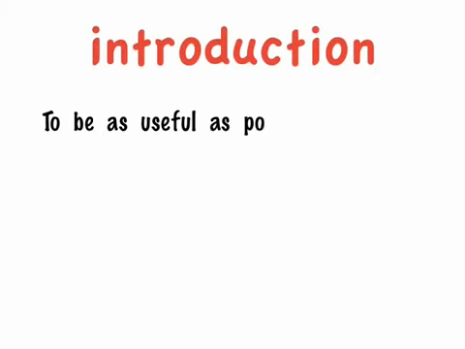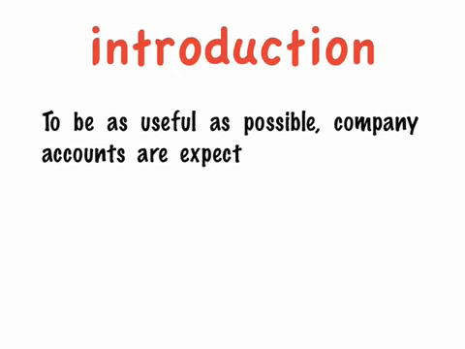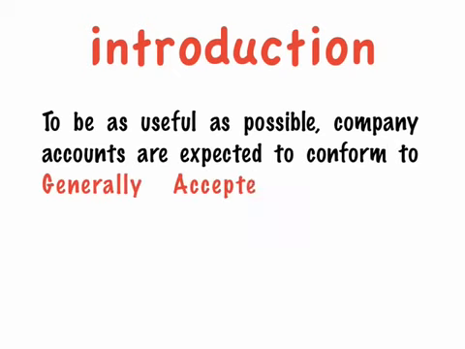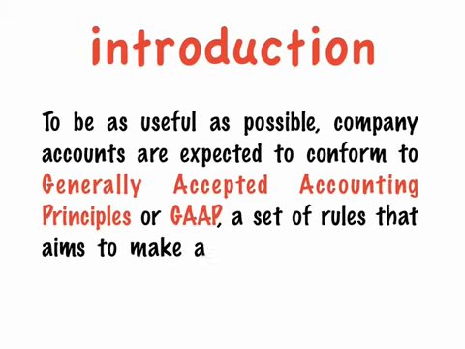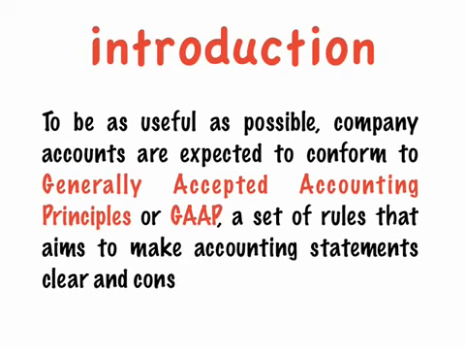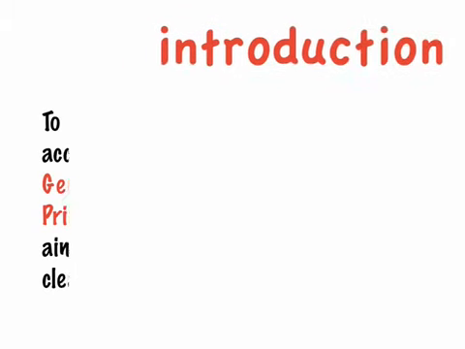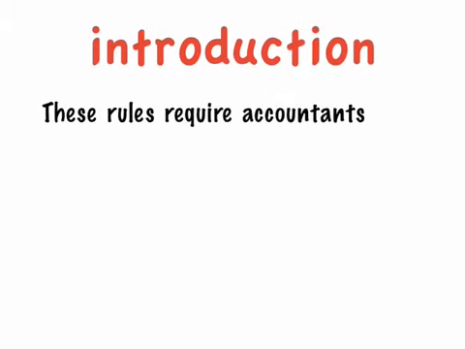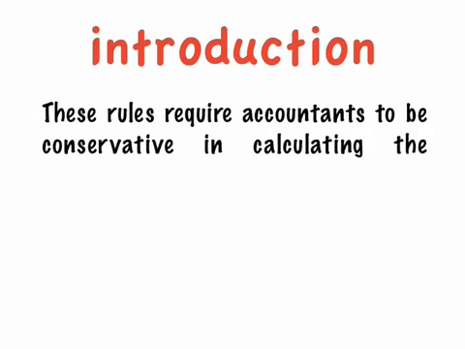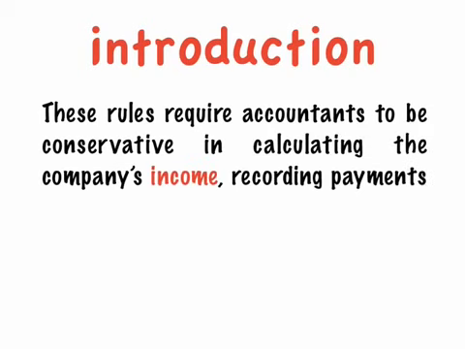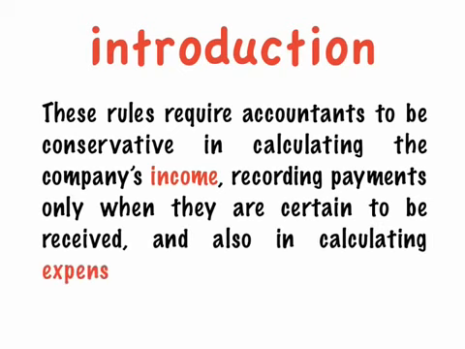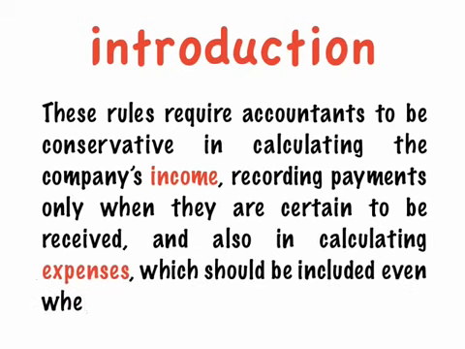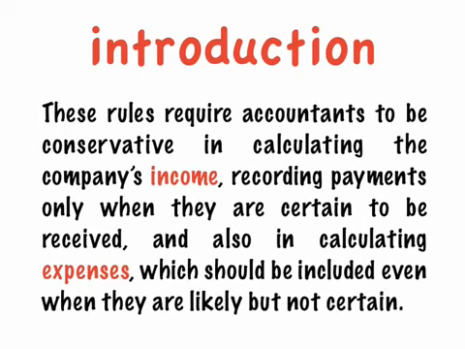To be as useful as possible, company accounts are expected to conform to Generally Accepted Accounting Principles, or GAAP, a set of rules that aims to make accounting statements clear and consistent. These rules require accountants to be conservative in calculating the company's income, recording payments only when they are certain to be received, and also in calculating expenses, which should be included even when they are likely but not certain.